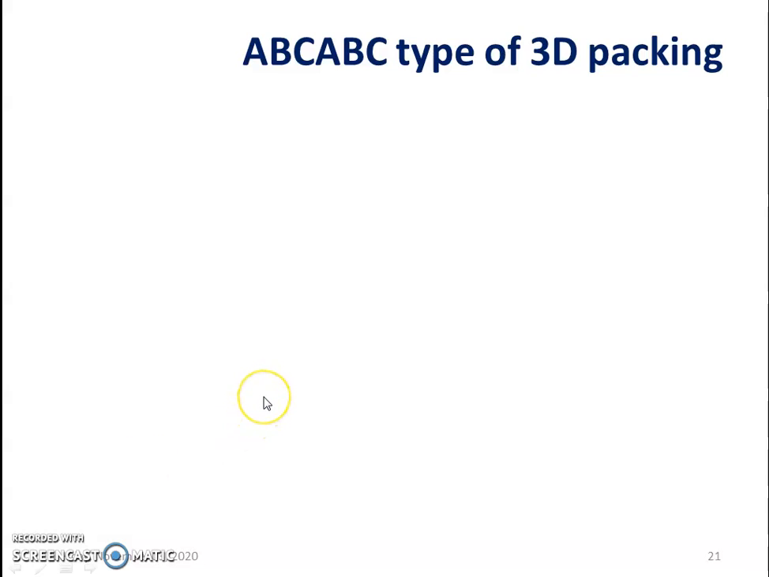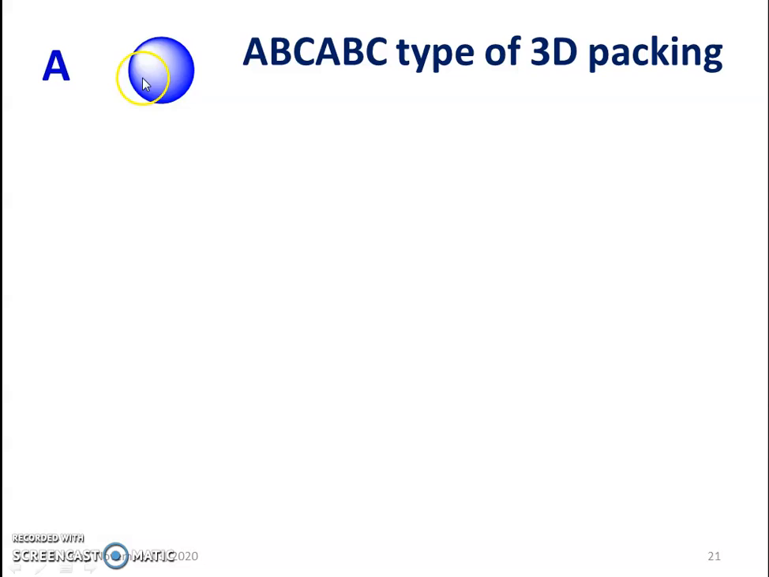In the last video, we discussed the AAA type and AB type of three-dimensional packing. Now consider the ABC type of three-dimensional packing of spheres. This type of arrangement results in the formation of the cubic close packed structure, that is the CCP structure, which is the same as the face-centered cubic structure.